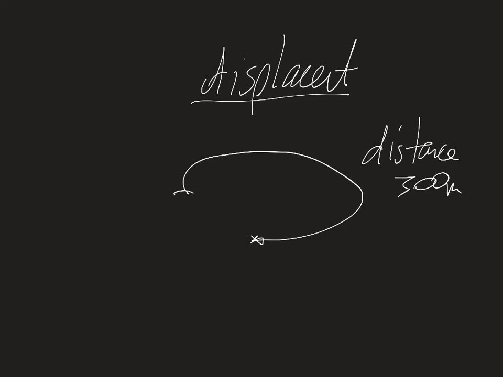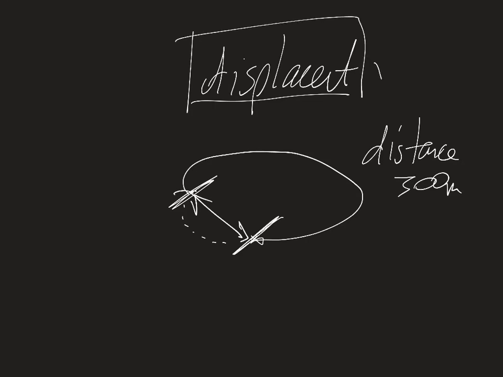But your displacement is actually the difference between where you finished and where you started in a straight line. So you get a straight line and measure that distance. It will be less than 100 meters probably, because of course the 100 meters would be the curve around like that. So that's the difference between distance and displacement. Displacement is a vector quantity. There's another difference. Distance is just a scalar quantity.